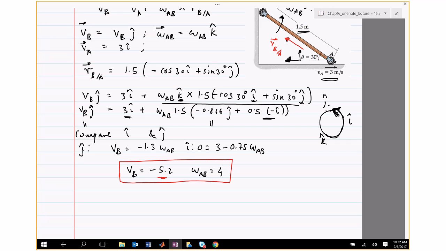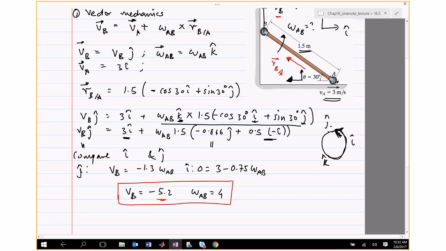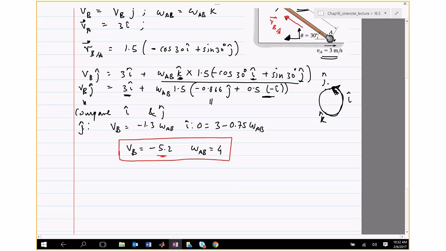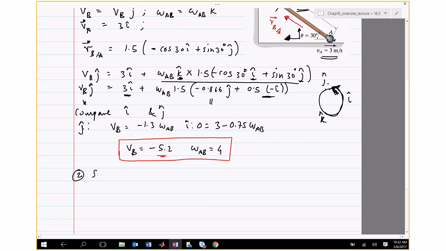Omega AB is positive. If A is moving to the right and B is moving down, then obviously this thing is going to turn this way, which means it's in the counterclockwise direction, which means omega AB is in the direction I assumed it to be. It all makes sense. Is that clear? Now you could do this using the other method, the scalar method, and when you do problems, as I said, you could use either of the two methods.